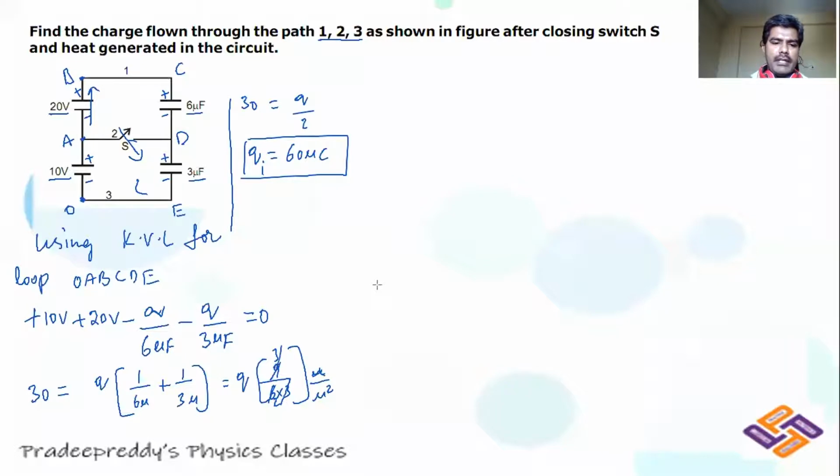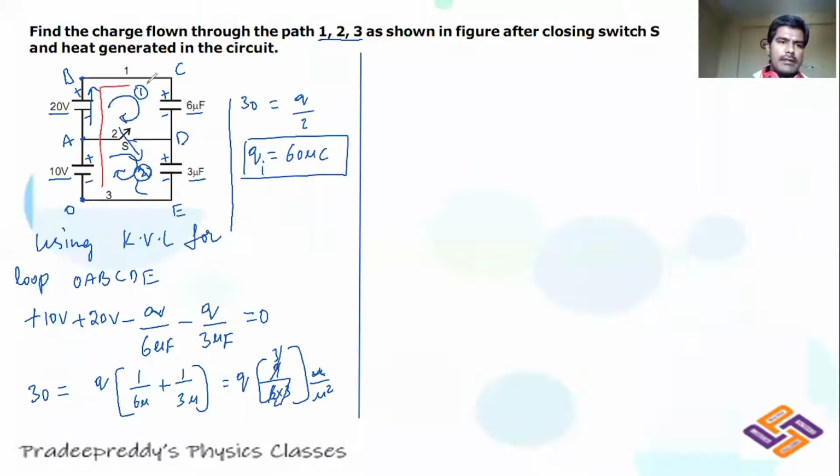Now the total gets divided into 3 different paths, right? You have one path A, B, C, D, A. And the other path is O, A, D, E, O. And the other path is O, A, B, C, E, O, right? This is path 1, number 1. And this is path 2, number 2. And the whole bigger circuit, this total path, this is path 3, right? So we have 3 different paths over here.